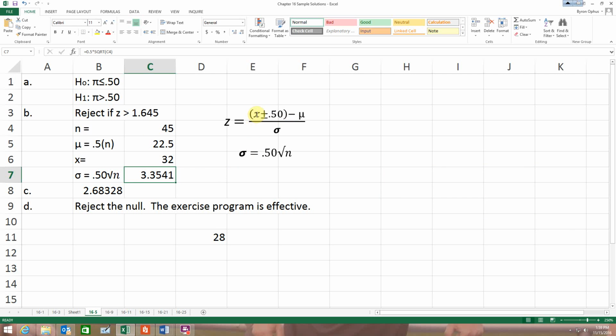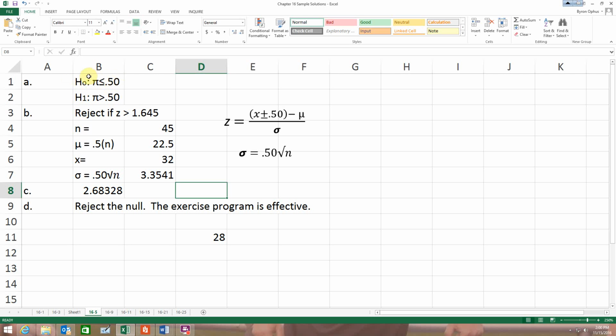And then this part I can kind of do in my head. My x is 32, and it's minus 0.5, so I got 31.5 minus 22.5, so it'd be 9. I just put the rest of the equation in here after I'd calculated my standard deviation for the bottom. So basically z is equal to 9 divided by my standard deviation, and you guys should show your work. And there you have it: 2.68328 is greater than 1.645, so I reject the null.